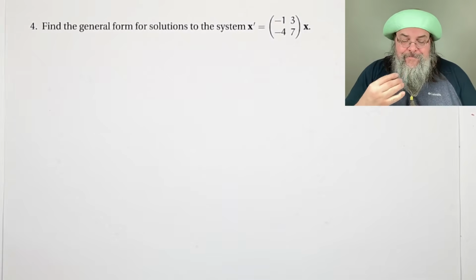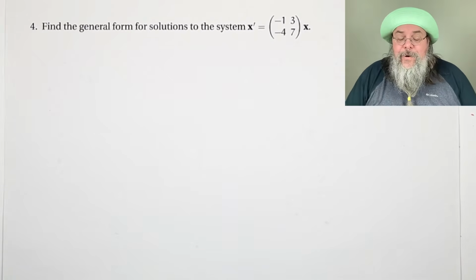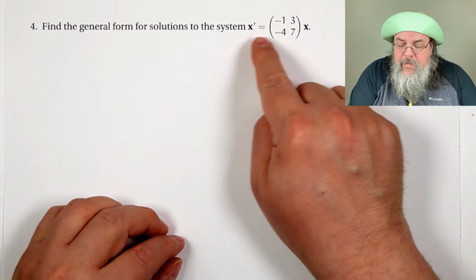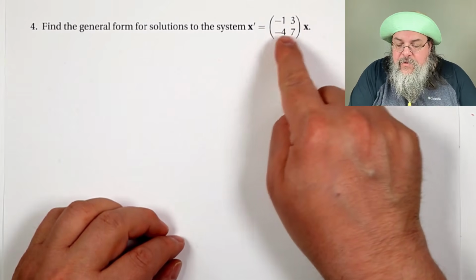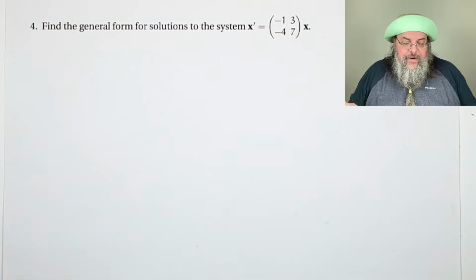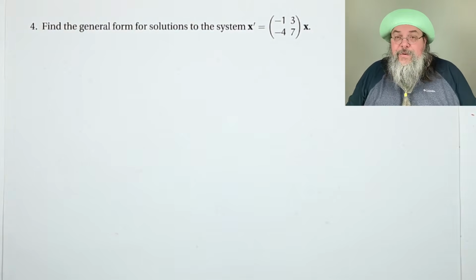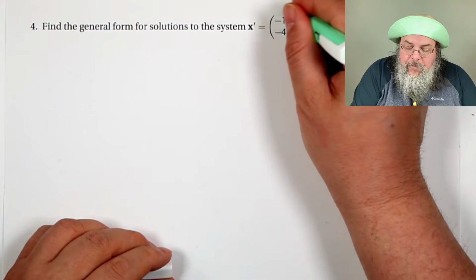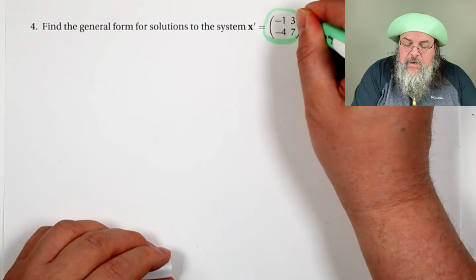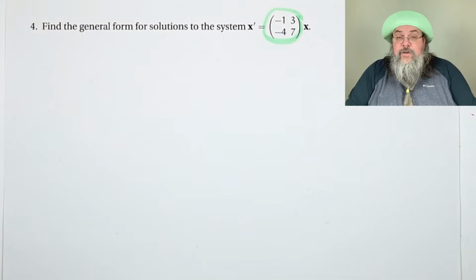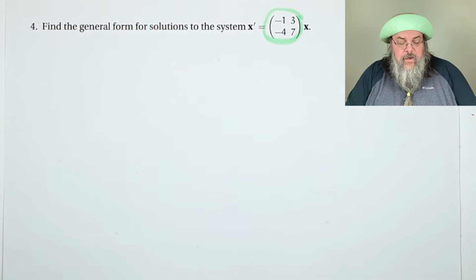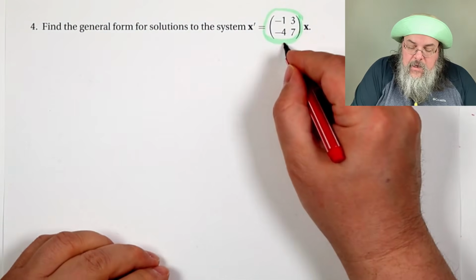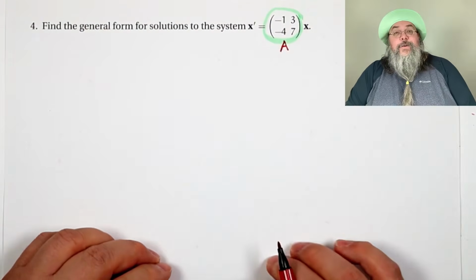Number 4. Find the general form for solutions to the system. X prime is minus 1, 3, minus 4, 7, x. All right, so we have our x prime equals Ax. These always start the same way. We're going to come here to this matrix, because it's written to us in matrix form. And this is our matrix A. And we say, all right, A, you betcha, A.